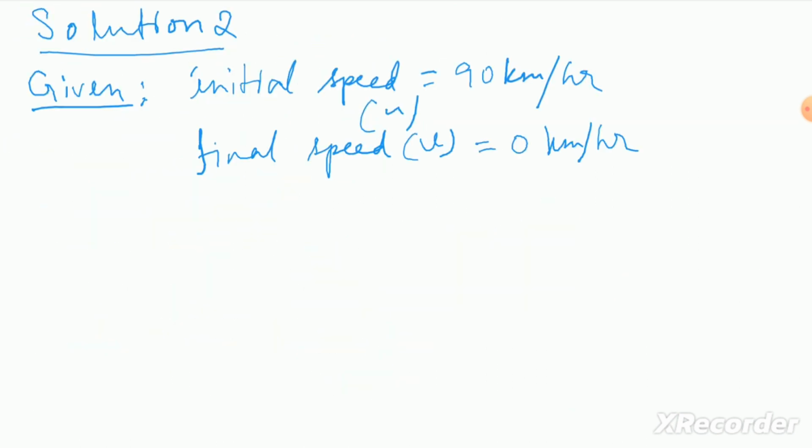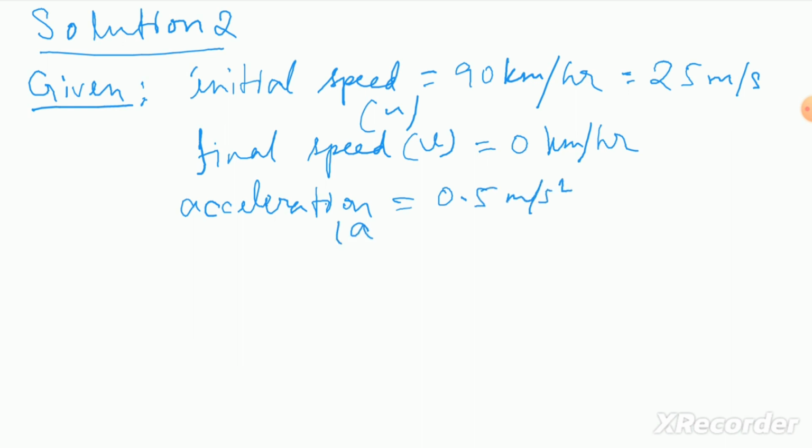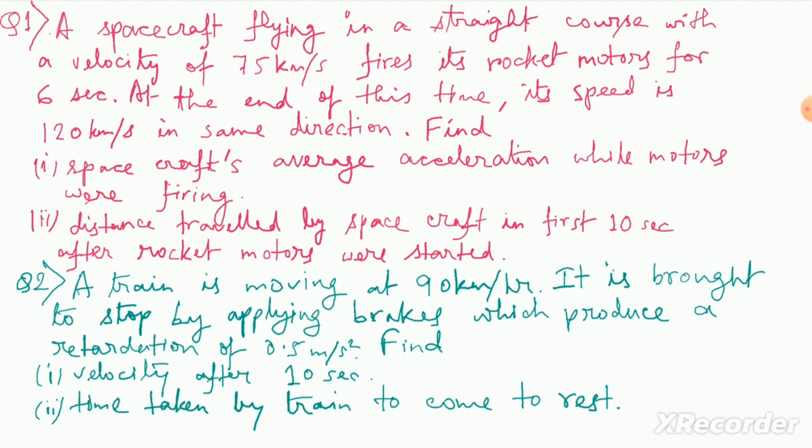Now we must convert the speed into meter per second because acceleration has been given in meter per second square. So kilometer per hour converted to meter per second should be multiplied by 5 by 18. If you multiply by 5 by 18, it turns out to be 25 meter per second. The third point given is acceleration, which is 0.5 meter per second square, denoted by the letter a. Now we need to find the velocity after 10 seconds.